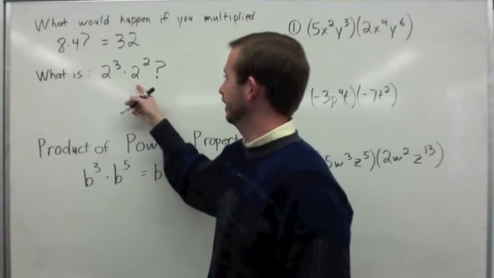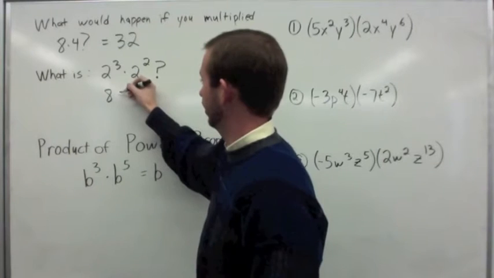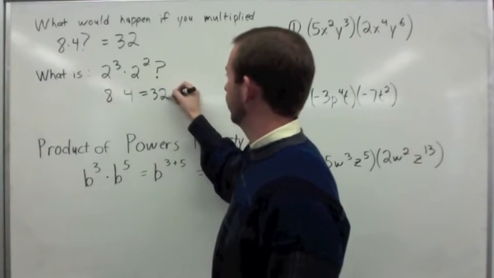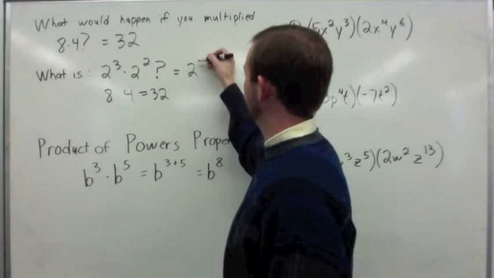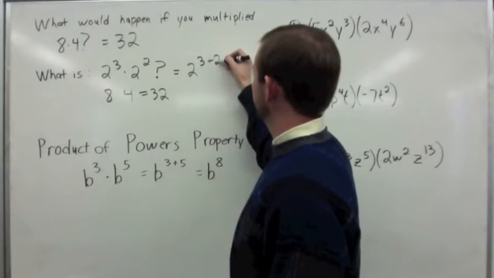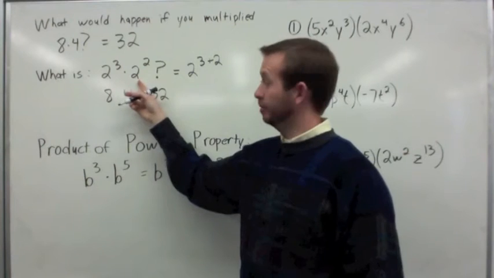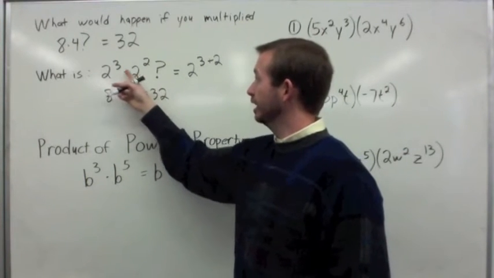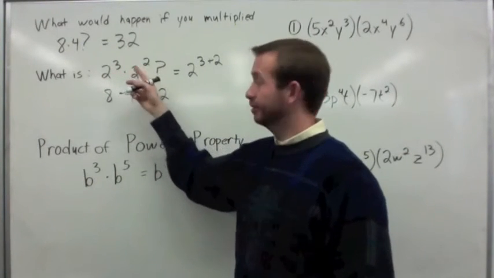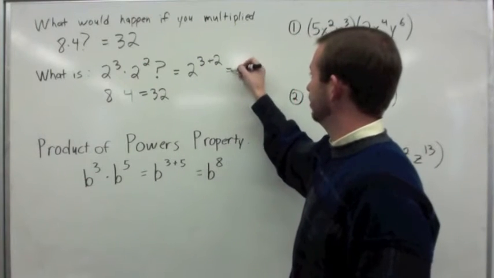So you could say, well, that's 8 and that's 4, and you could do it separately, and you would get, obviously, again, 32. Or you could rewrite this as 2 to the 5th. The idea is do something like this. The exponents, because these have the same base, that is, this is a 2 and this is a 2, the exponents then can add together. 3 plus 2, that would make it 2 to the 5th.